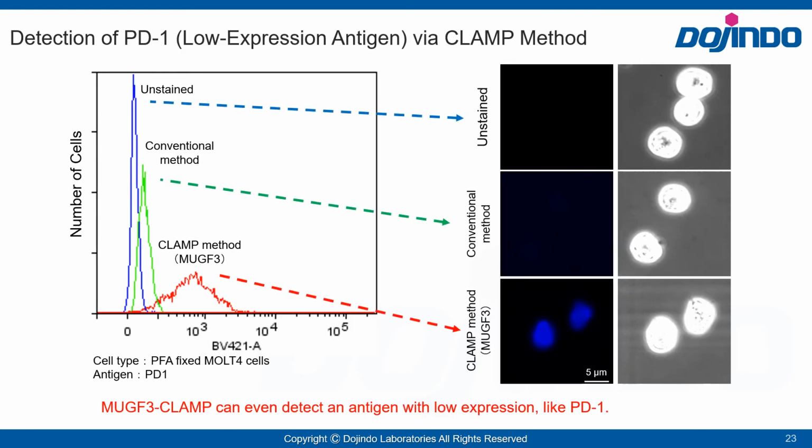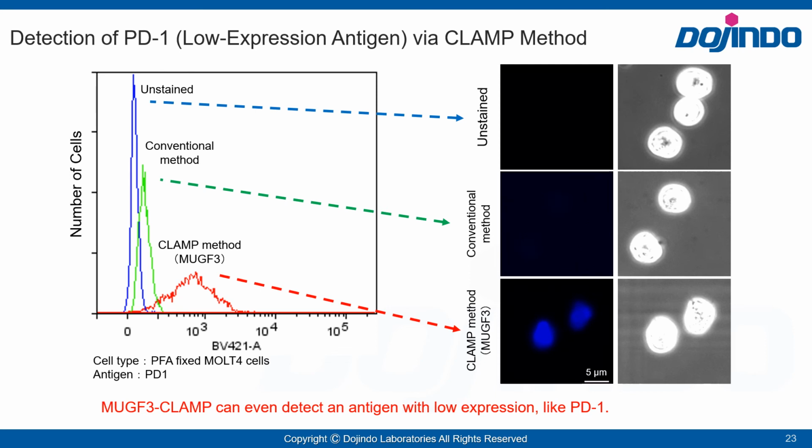In order to emphasize MUGF3's usefulness, we have another experiment here that aims to replicate a situation useful for cancer immunology. Again, we aim to detect a low expression antigen. In this case, our sample cells are PFA-fixed MOLT4 cells, and the antigen of interest is the PD-1 antigen. PD-1 is an exhaustion marker in immune cells, and PD-1 measurements are important for understanding the efficacy of immune cells.